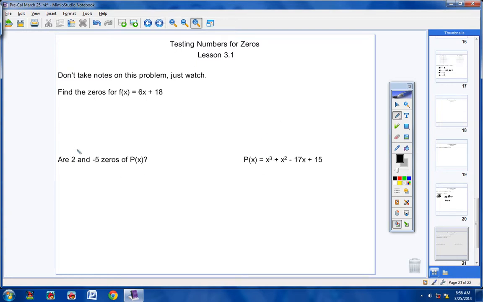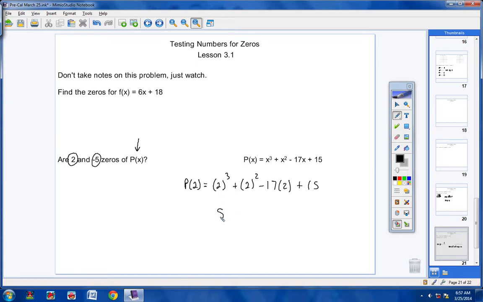Let's just do this. I want you to tell me if 2 and negative 5 are zeros of p of x. And here's p of x over here. Guys, this is so easy. Let's test 2 first of all, okay? So we're going to put in p of 2. P of 2 equals, are you ready? 2 to the third power plus 2 squared minus 17 times 2 plus 15. Everywhere there's an x, I put a 2 in, and we're going to see if we get out a 0.